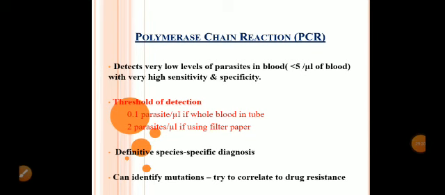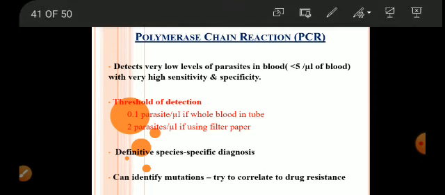Coming to polymerase chain reaction in malaria diagnosis. It detects a very low level of parasites in blood, that is less than 5 parasites per microliter of blood, with very high sensitivity and specificity.